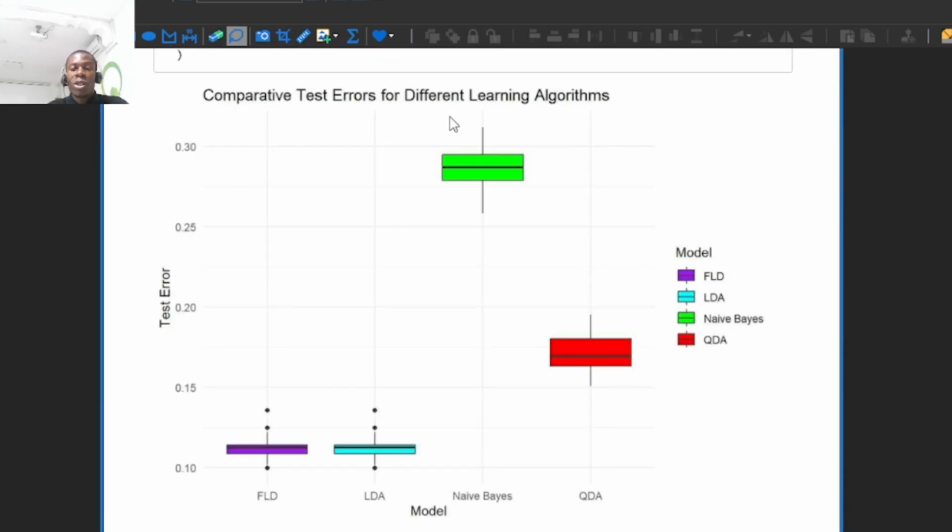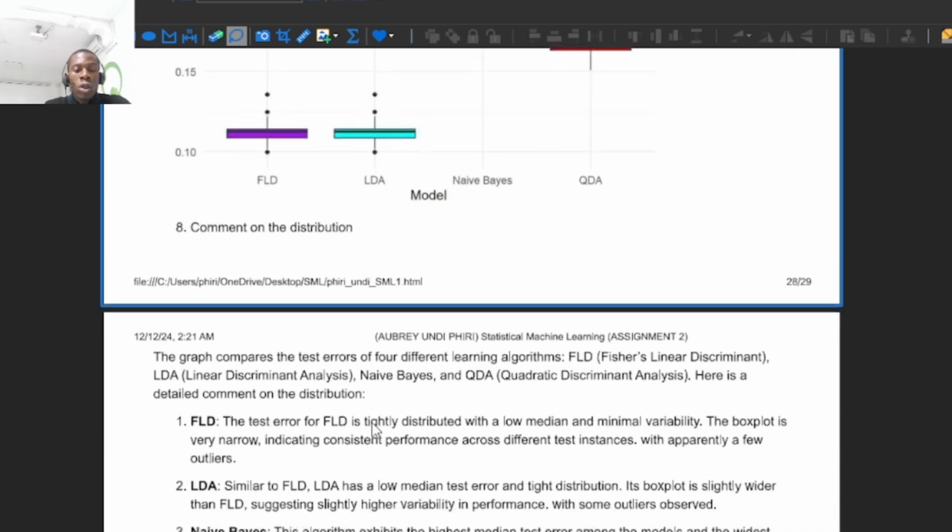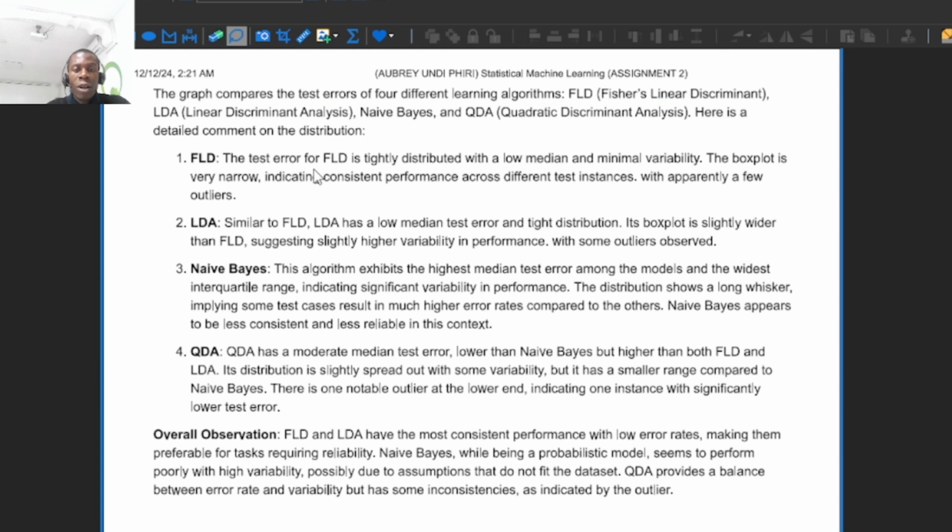Several machines were created. These are the 4 machines that were created on our dataset, and we see these two having a small test error, the FLD and LDA, compared to the QDA and this. So these two are statistically significant. As you can see here, the test error for the FLD is tightly distributed with low median and minimum variability. The box plot is very narrow, indicating consistent performance. So the FLD has consistent performance, and the same applies to the LDA. The naive Bayes exhibits the highest median test error among the models, meaning that we are having a very large variability in performance.